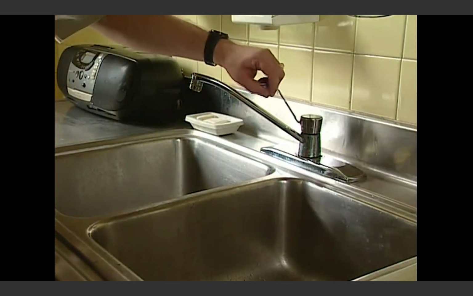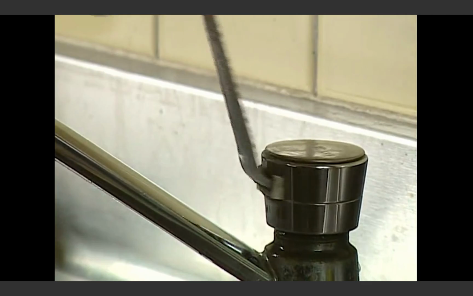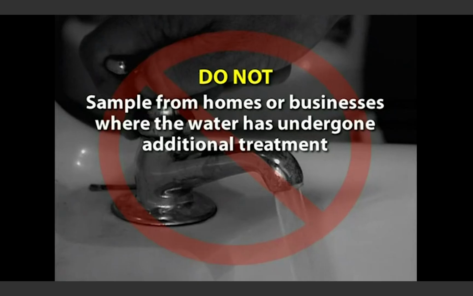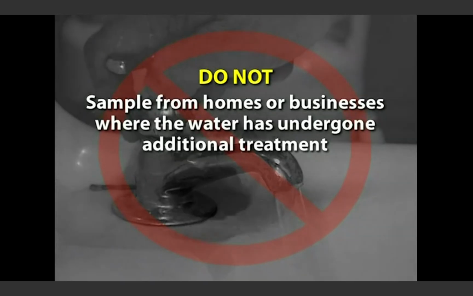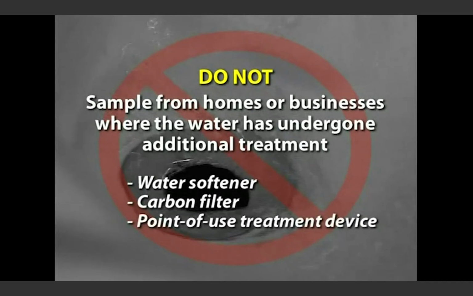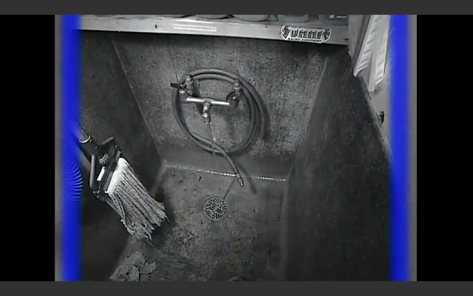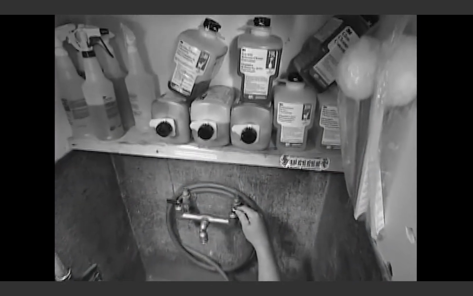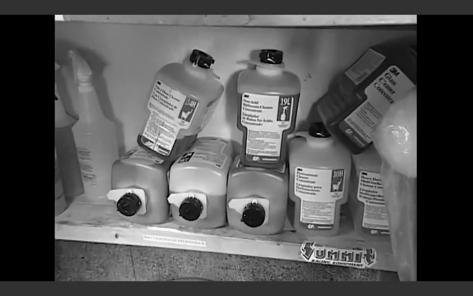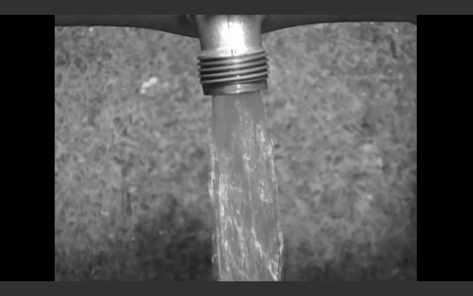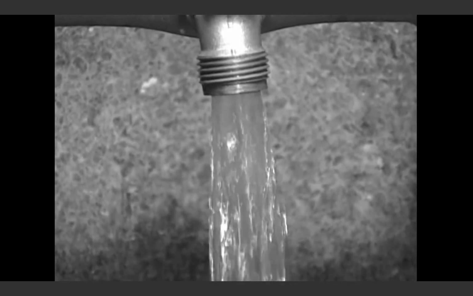Faucets that use a single lever controller for both the hot and cold water should not be used. Do not sample from homes or businesses where the water has undergone additional treatment like a water softener, carbon filter, or any point-of-use treatment device. Avoid faucets located in industrial, janitorial, or cleaning supply storage areas where the risk of accidental contamination is high. Such contamination can occur on the faucet or during sample collection.